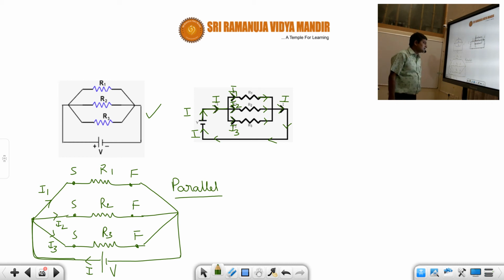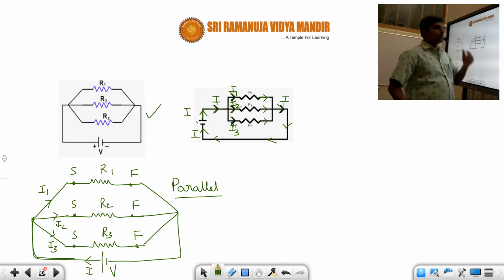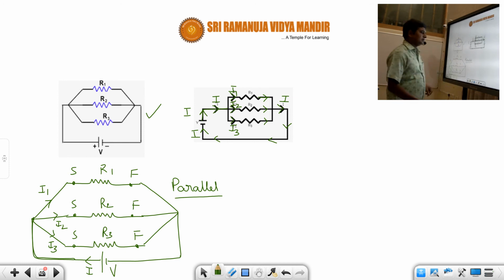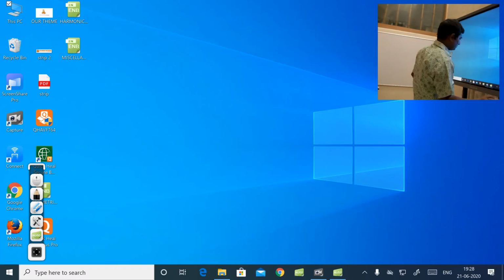Okay, students, so this is called a parallel connection. Now let us derive the expression for the equivalent resistance in the case of a parallel circuit, students.